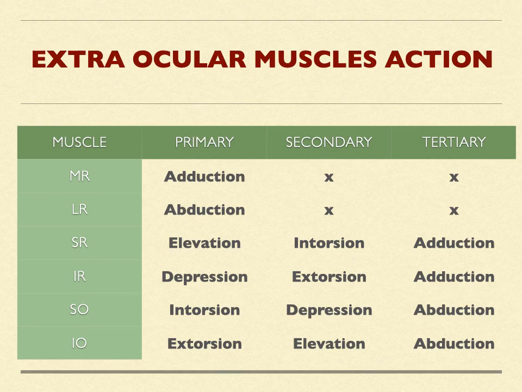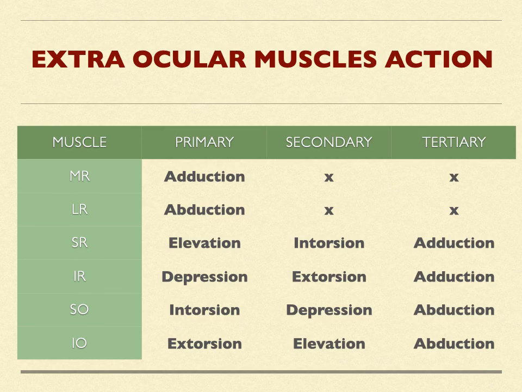The primary action of the superior oblique is intorsion. It intorts the globe. The primary action of the inferior oblique is extorsion. However, the secondary actions of the inferior oblique and the superior oblique are different from their names. Superior oblique will depress the globe, and inferior oblique will elevate the globe. The superior oblique will depress the globe when the eye looks nasally.